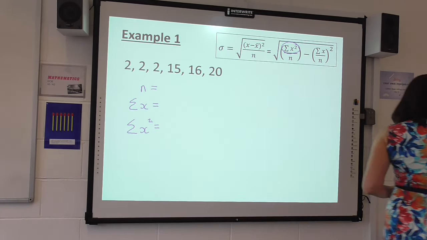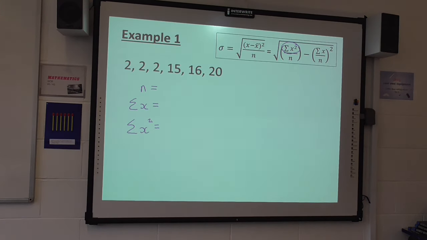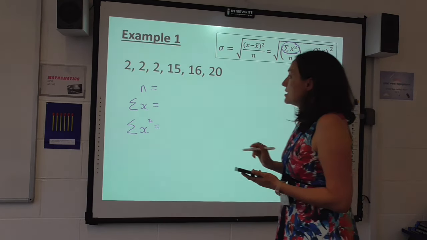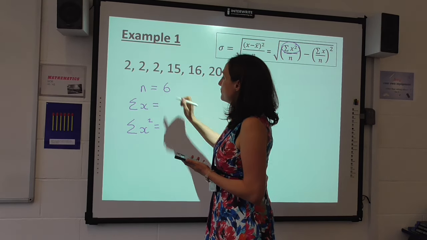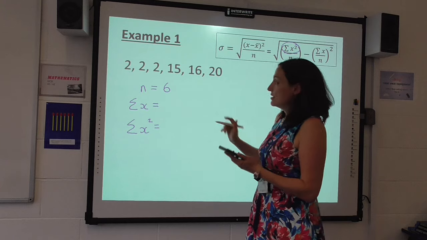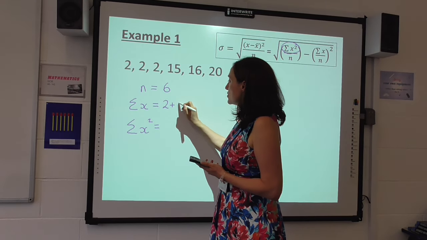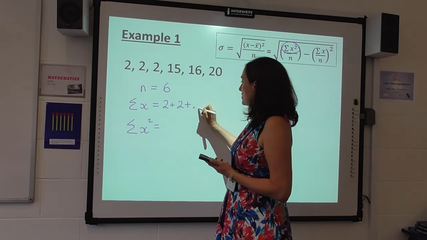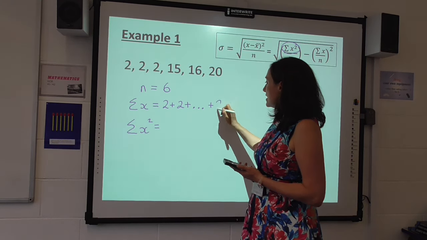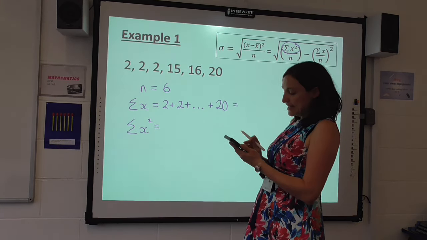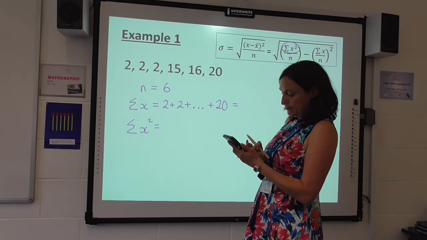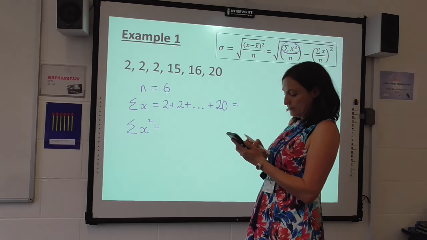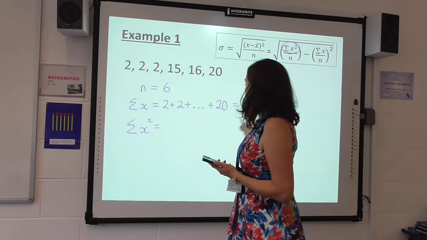So for n, just getting a calculator. So for n, we've got 1, 2, 3, 4, 5, 6 bits of data. Sum of the x's, 2 plus 2 plus ... plus 20. If I use a calculator to work that out, I get 57.